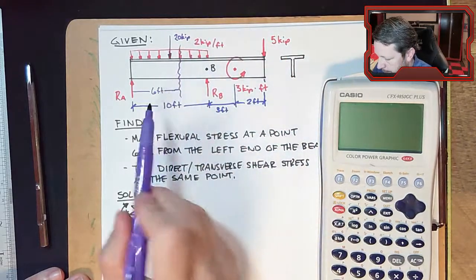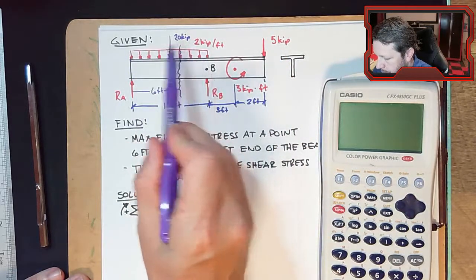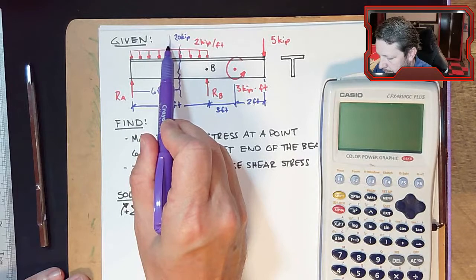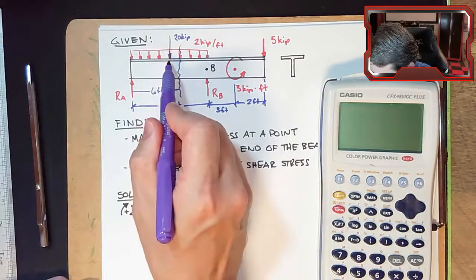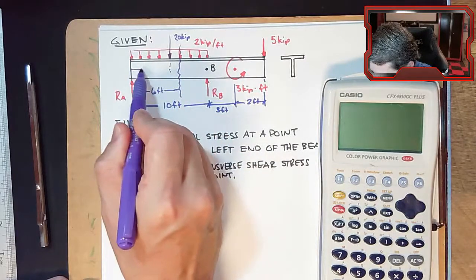And it spans 10 feet. This is evenly distributed, so I place this lumped load right in the center of this, so the centroid, which would be 5 feet.